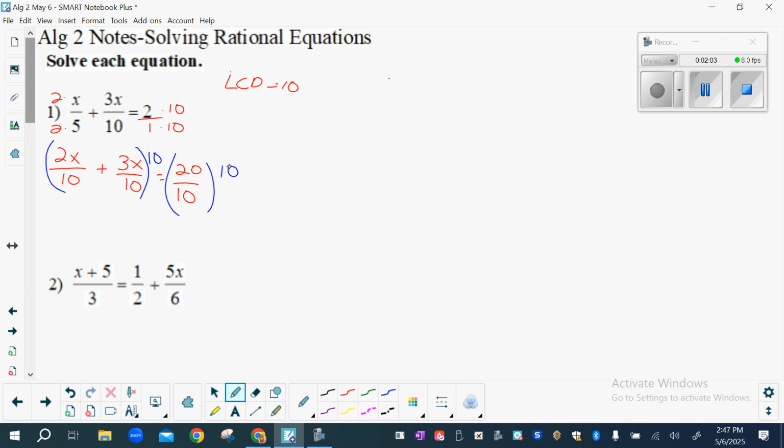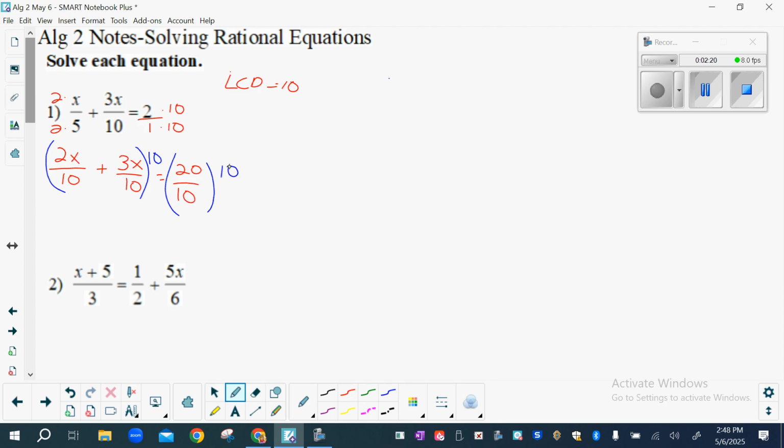Yes, 20 over 10 equals 2. But we don't want to do that. We did this so that we can get a common denominator. But we didn't before, so that's why we made it 20 over 10.